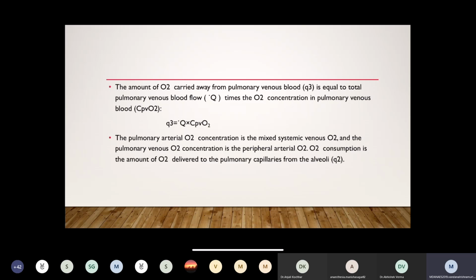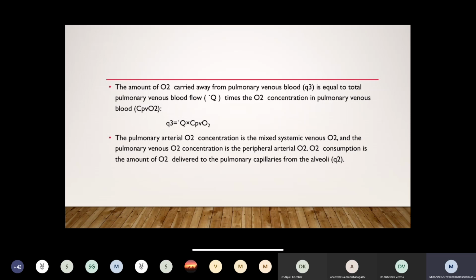The pulmonary artery concentration is the mixed systemic venous oxygen, and the pulmonary venous oxygen concentration is the peripheral arterial oxygen concentration. The oxygen consumption is the amount of oxygen delivered to pulmonary capillaries from the alveoli. Hence, Q1 plus Q2 is equal to Q3.